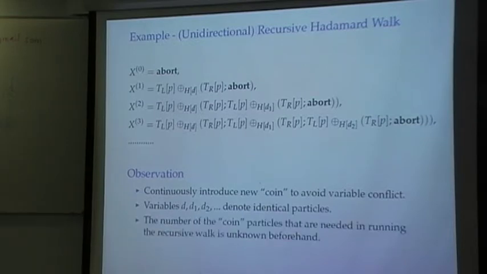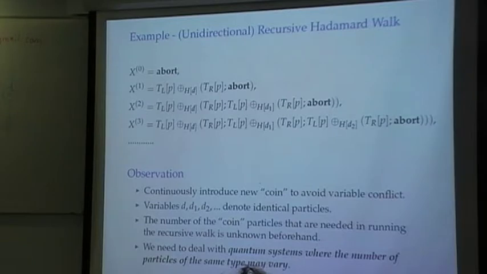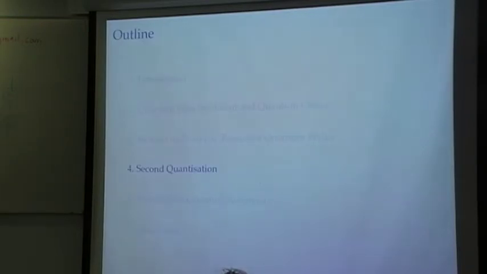And the number of coin particles that are needed in running this recursive work is unknown beforehand, because we don't know when the work will be terminated. So we need to consider a quantum system where the number of particles may vary. Then what kind of mathematical tools do we need to use to deal with that? Fortunately, this mathematical tool was invented by a physicist 80 years ago. So that's the second conversation.